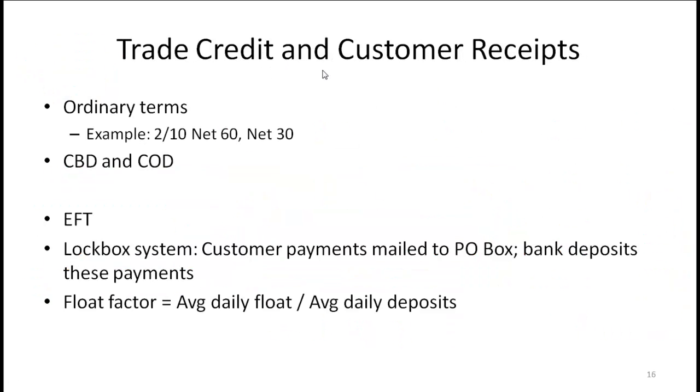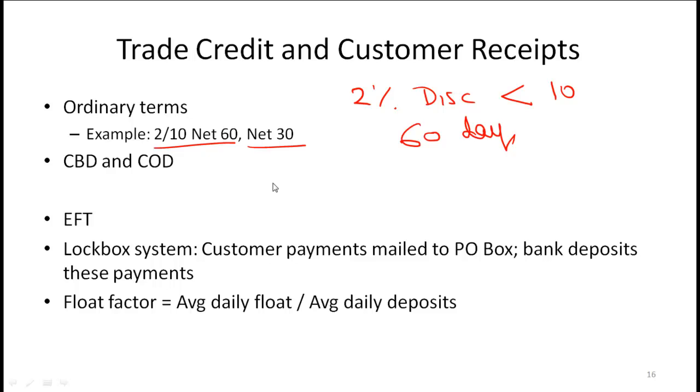Now let's talk about trade credit and customer receipts. This basically means that when you sell to customers, you might set up different kinds of payment terms, and you just need to know the key terms here. 2/10 net 60 would mean that you are telling your customer that he gets a 2% discount if he pays in 10 days or less. After that, the payment is due in 60 days. So if he pays after 10 days and by the 60th day, he is paying on time but does not get the 2% discount. Net 30 means that there are no discounts, the customer just needs to pay in 30 days.